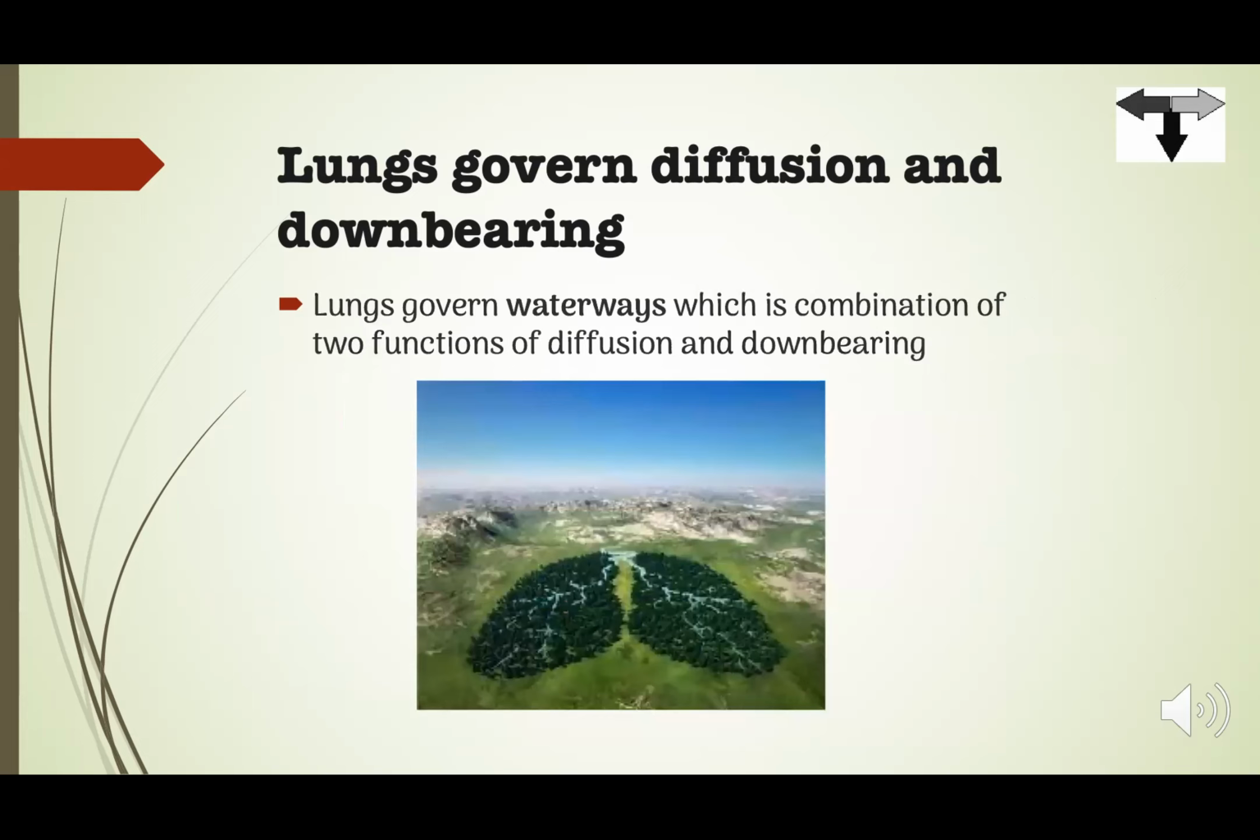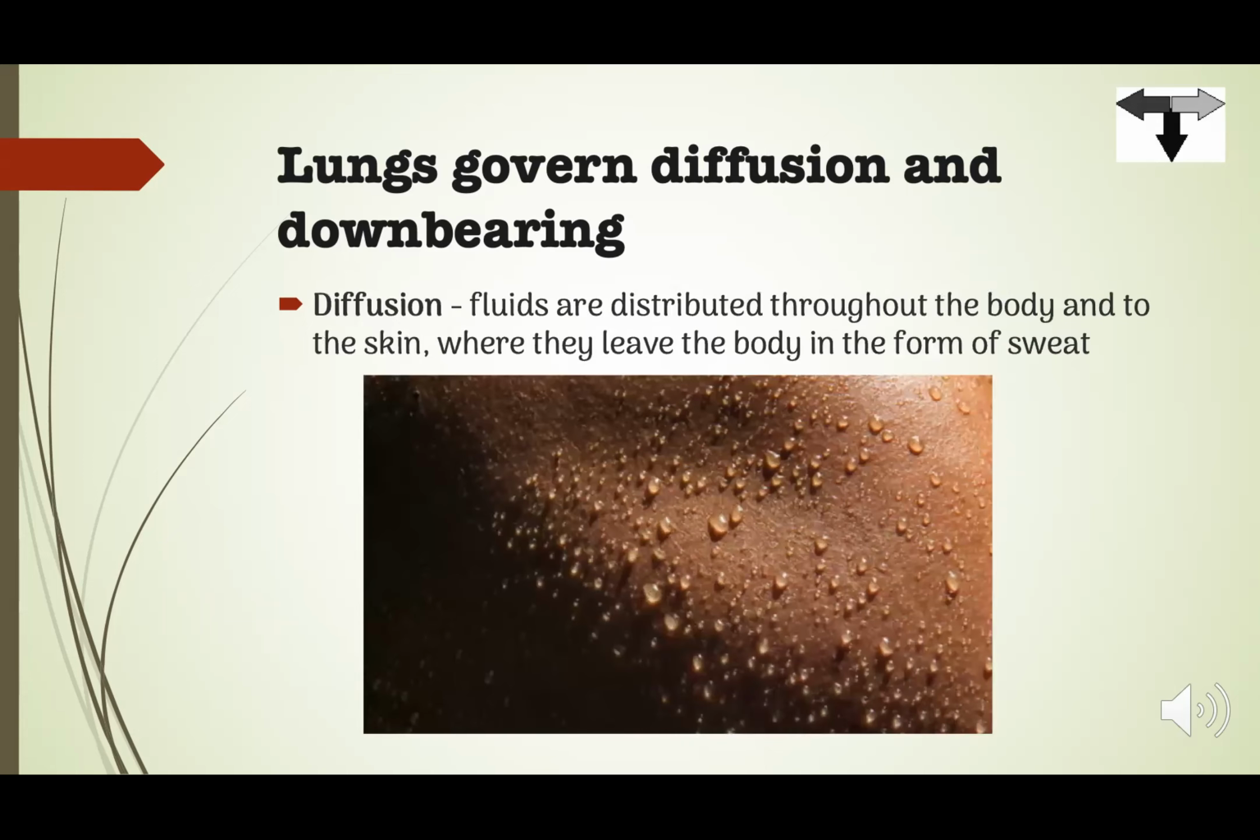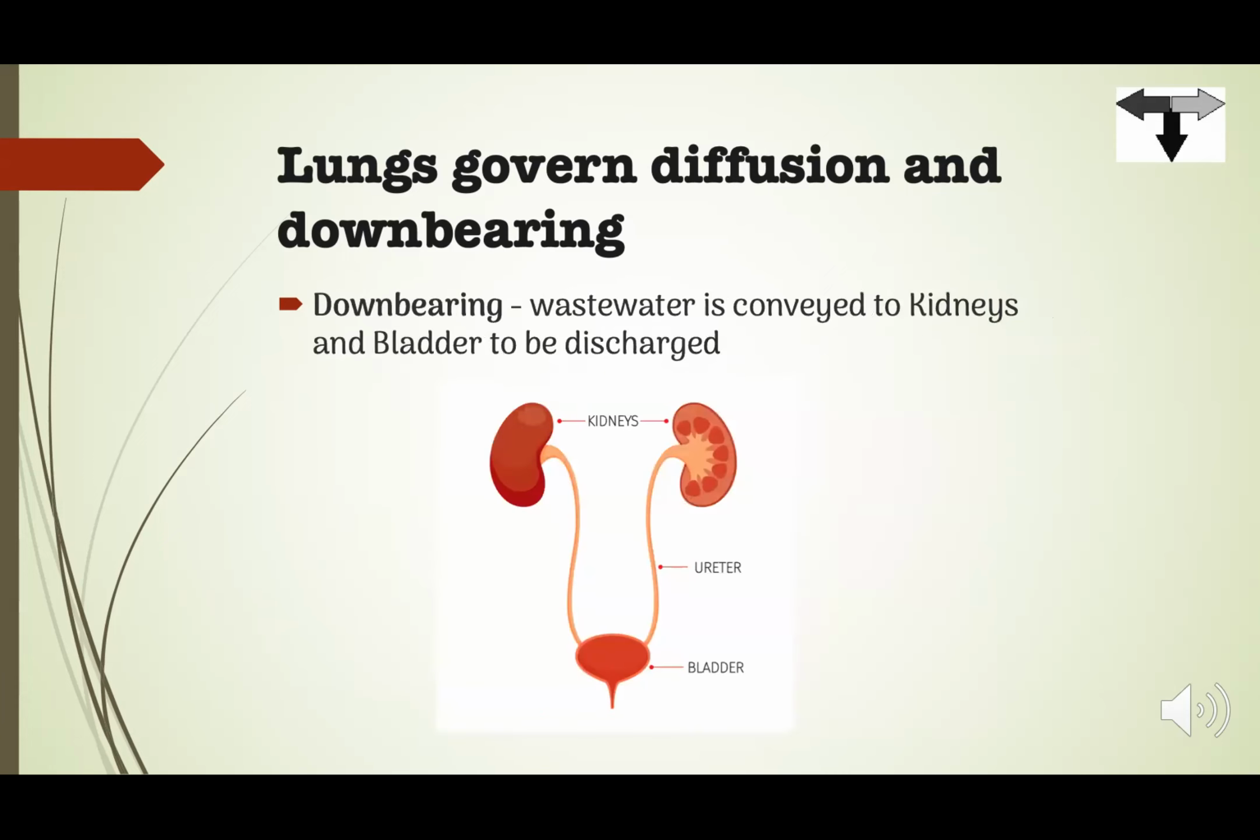Lungs govern waterways, which is a combination of two functions, diffusion and downbearing. In diffusion, the fluids are distributed throughout the body and skin, where they leave the body in the form of sweat. In downbearing, wastewater is conveyed to the kidneys and bladder to be discharged.